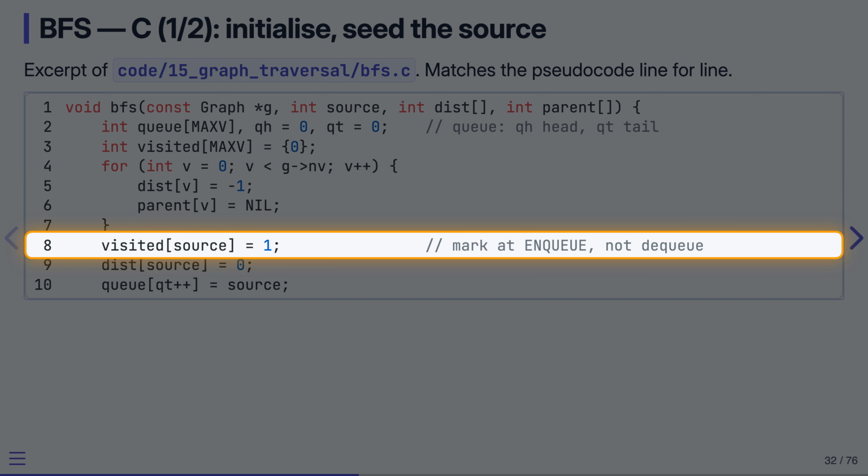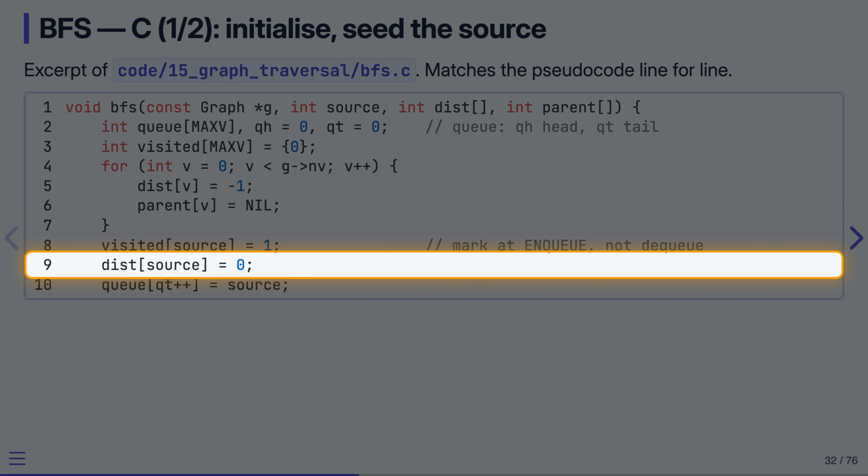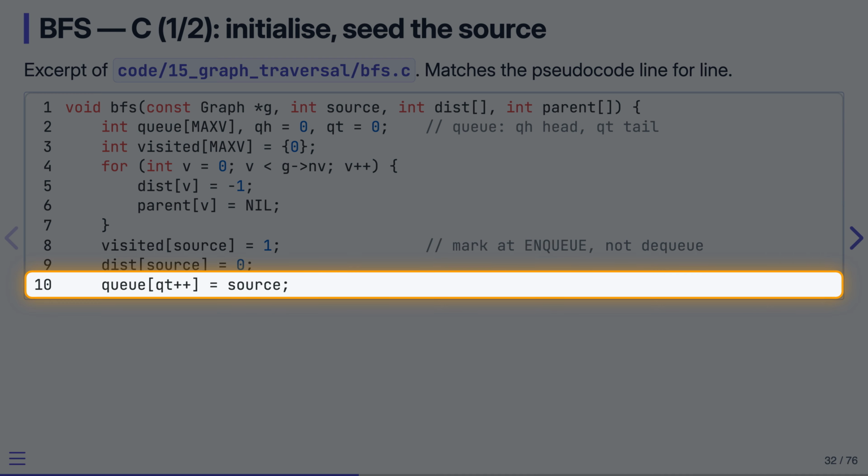Now the source. We set visited at source to 1. We mark it here as it enters the queue, not later. The comment says so explicitly. Dist at source is 0, because the source is 0 steps from itself. And we enqueue the source. It goes into the queue at index QT, and then QT increases by 1. The draining loop is on the next slide.